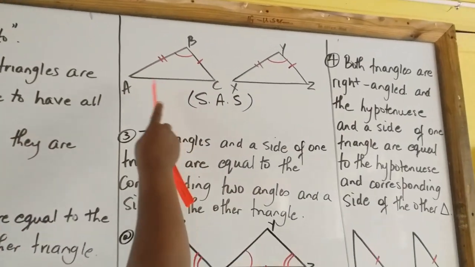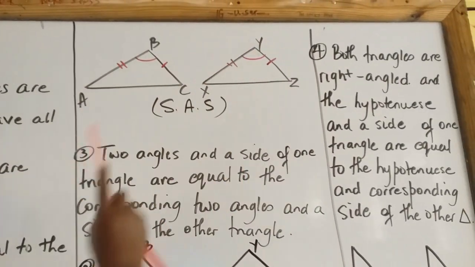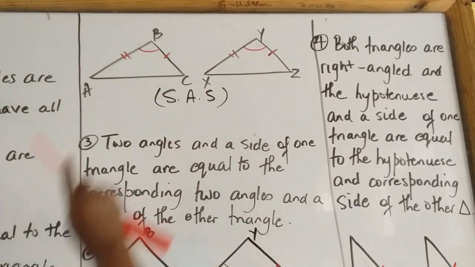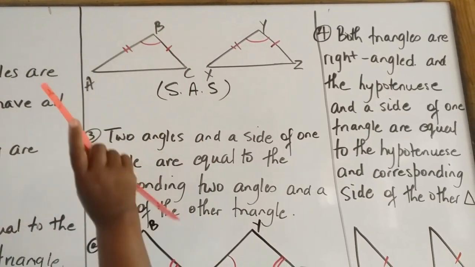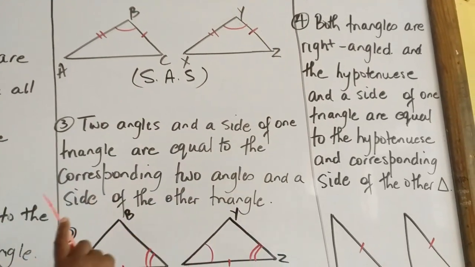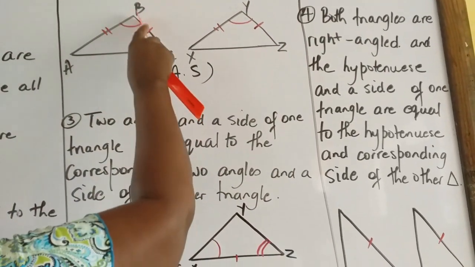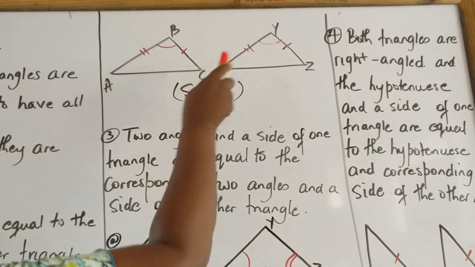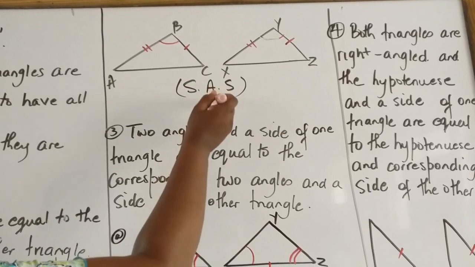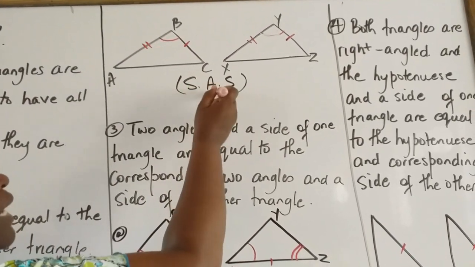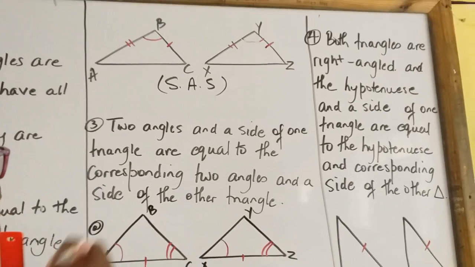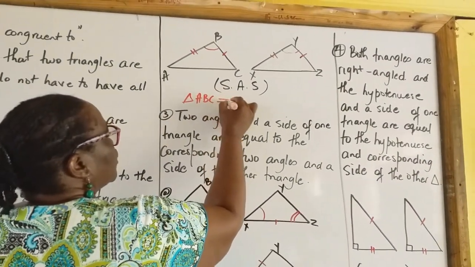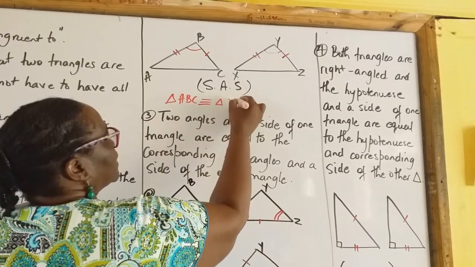Here we have triangle ABC and triangle XYZ. Notice that AB corresponds with XY and they are equal. BC corresponds with YZ and they are also equal. And then angle B is equal to angle Y. Because we have two sides and the angle between, it is now SAS, which means side, angle, side. And then we will say that triangle ABC is congruent to triangle XYZ.